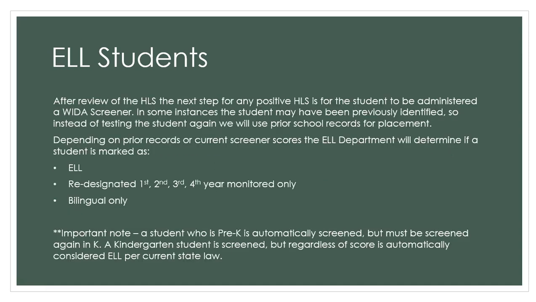After reviewing the home language survey, I look for anything that triggers, if it is a positive one, if other languages besides English are spoken in the home. And if there is that indication, then they may be subject to take what is called a WIDA screener. But in some instances, a student may have already been identified as ELL at their prior school, so they wouldn't need to take that WIDA screener again. We would just consider them to already be ELL, and we would mark them accordingly.